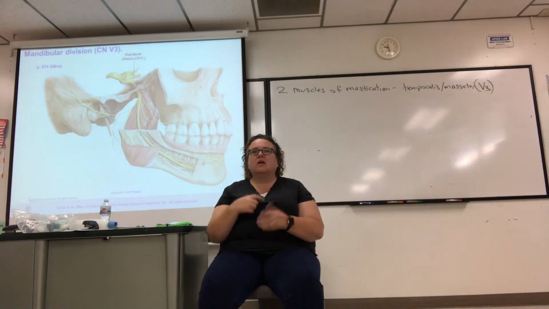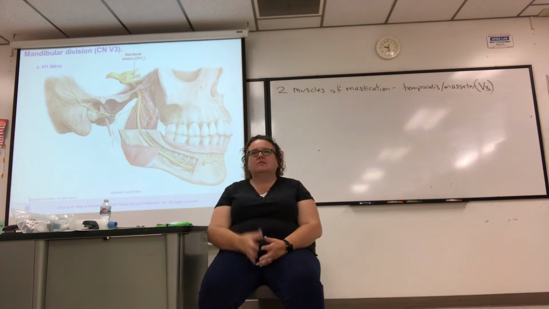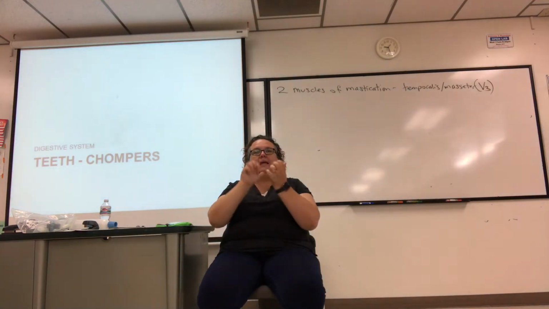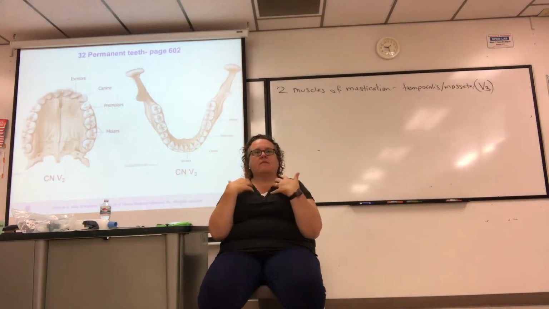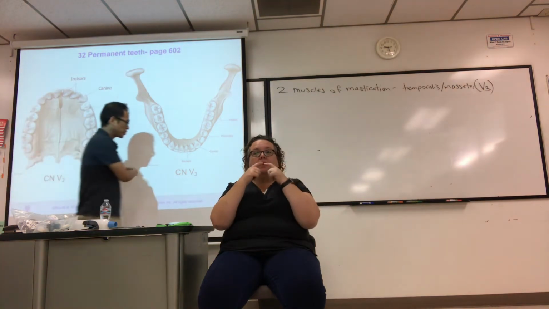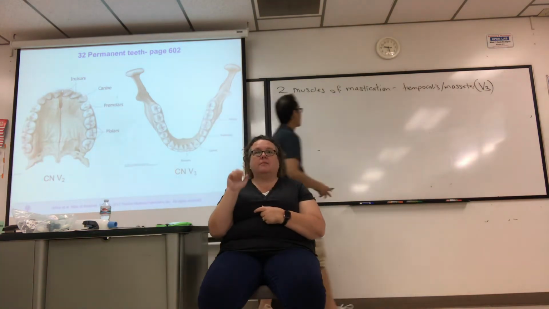Let's talk about the teeth, your chompers. Chewing does you no good unless you have healthy teeth. In adults, I'll talk about the adult mouth. You've got 32 permanent teeth. You've got maxillary teeth, you've got mandibular teeth, and you can see the nervous innervation, V2, V3.